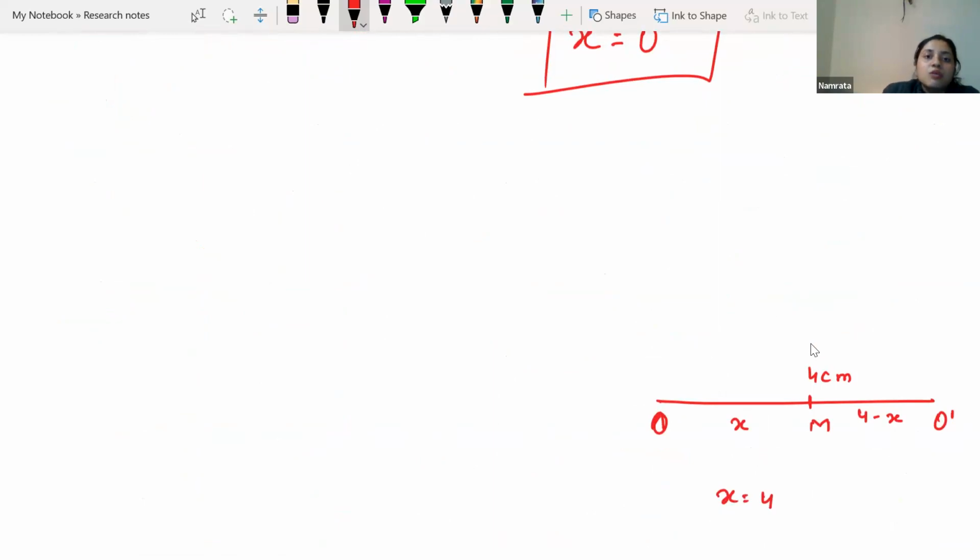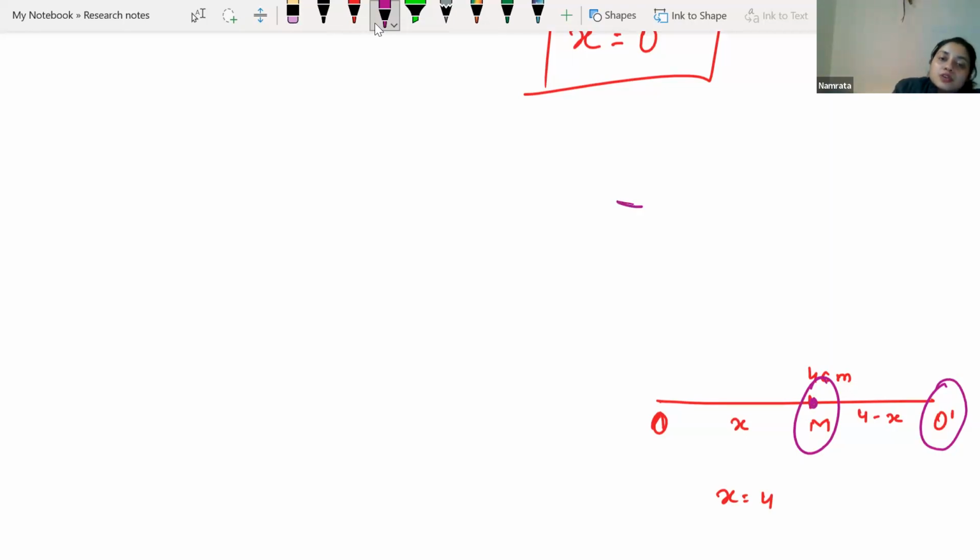Why? Because this O' point and this M point, it's the same point. That's why we are getting such data. Are you getting it? O' and M are lying on each other. That's why we are getting x value as 4 after solving. Are you getting it? Or in the first case, we were getting x as 0.